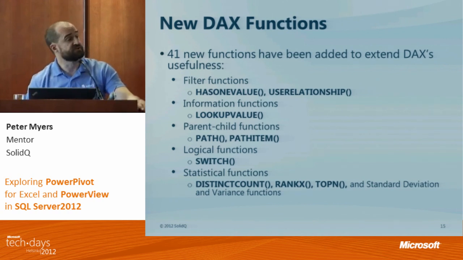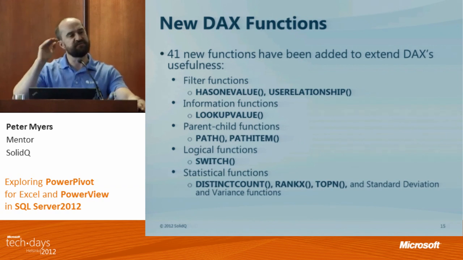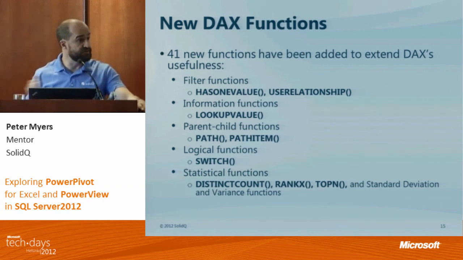The parent-child functions will simulate parent-child hierarchy. We don't have true parent-child hierarchy in tabular design, but you can naturalize into fixed levels of parent-child hierarchy using these new functions. Statistical functions include distinct count. So we now have measures by distinct count. We have ranking, top N, standard deviation, and variance.